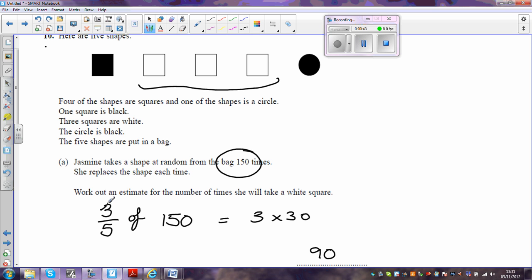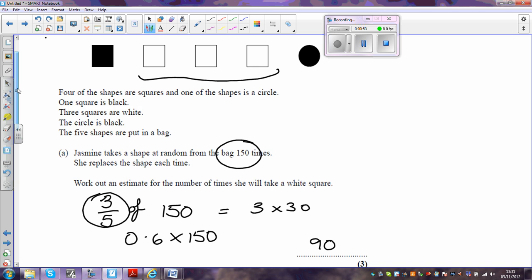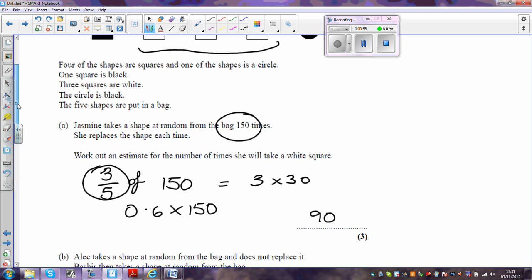Another way of doing that is to think of 3/5 as a decimal. You can change it using a calculator if you like, and if you do 0.6 times 150, you will again get 90. So I'd expect her to get a white square about 90 times.